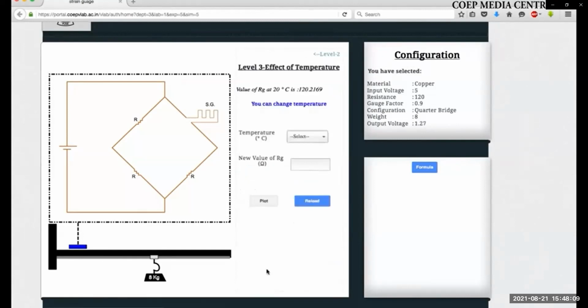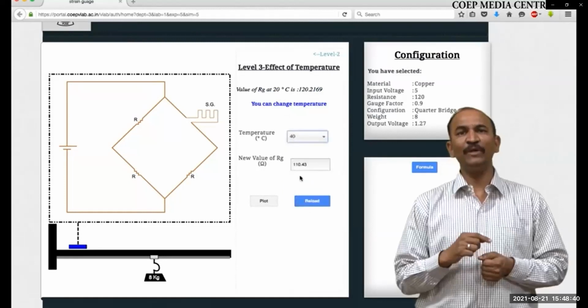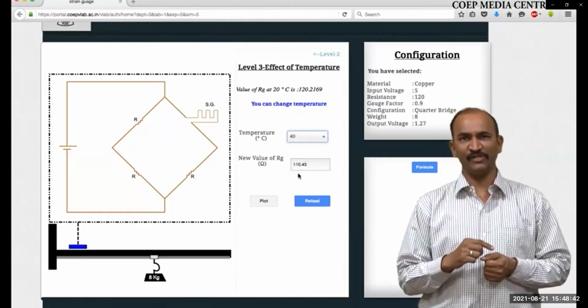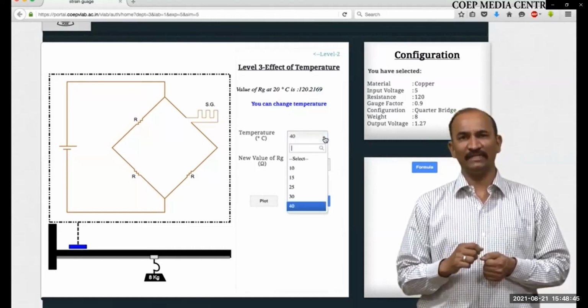Now level 3 is identifying what will be the effect of temperature on the performance of the strain gauge. The RG value, or the resistance of the gauge, which we have considered as 120.2169, is at 20 degrees Celsius. Now if I expose this to 30 degrees Celsius, what will happen? The new value of RG will become 115.28. Now if you go on changing this temperature, the new value will go on decreasing.